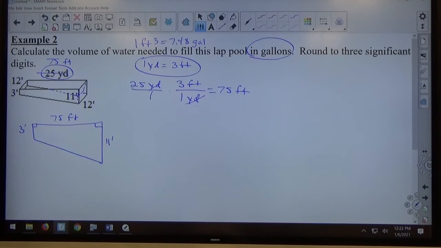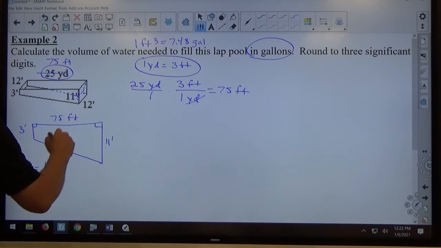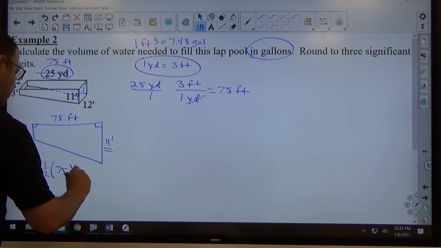So if I'm looking at a trapezoid and I'm trying to find volume, volume is area of the base times height. I want to find the area of this thing. So the area of the base trapezoid formula is, if you recall, 1/2 times the height, which is 75 feet, times base 1 plus base 2, 3 plus 11.